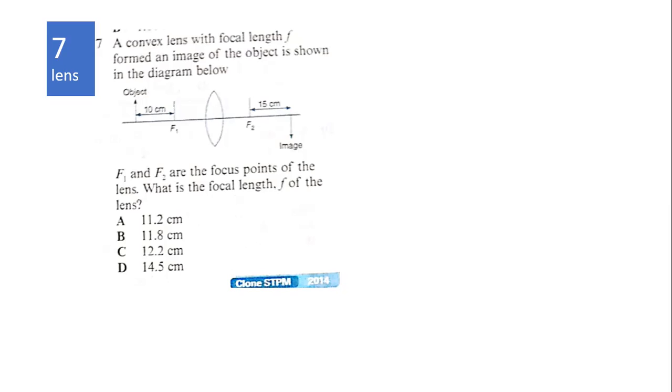Okay, this one is trying to be funny, that's all. Trying to make a lot of maths involved, that's all. What's the answer?